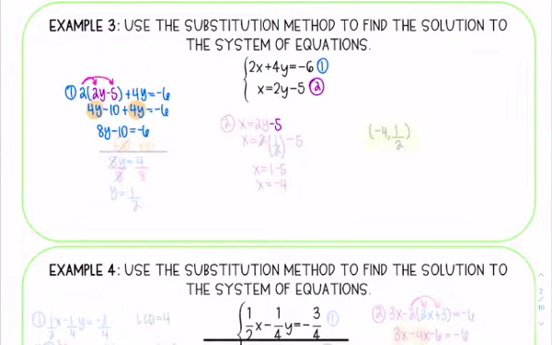So we are going to add 10 to both sides. And so we end up with 8y equals 4. And then dividing by 8, we end up with y equals 1/2.